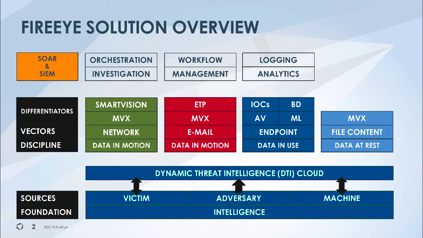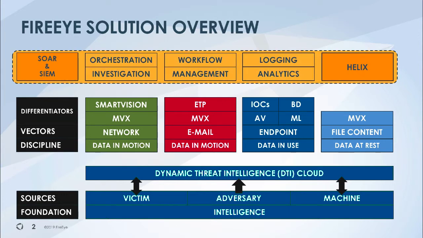This platform as a whole is known as Helix. Helix is an entitlement to customers who purchase the FireEye network, email, or endpoint solutions. Out of the box, Helix includes over 3,000 correlation rule sets, providing customers value on day one, as well as hunting capabilities, and customers can also create their own rule sets.